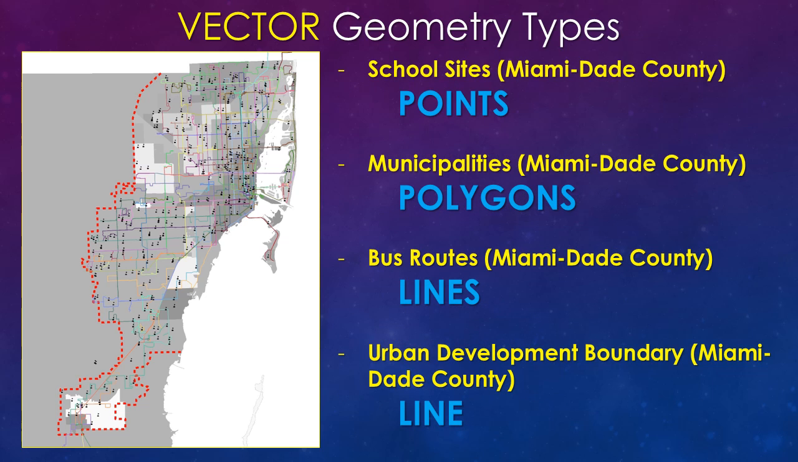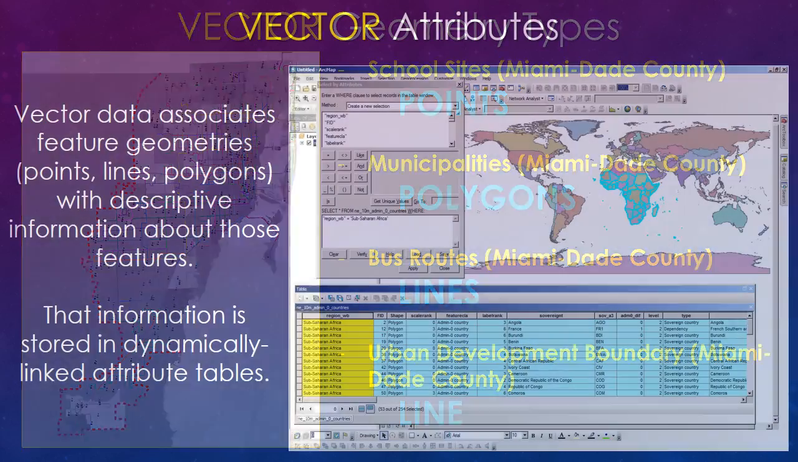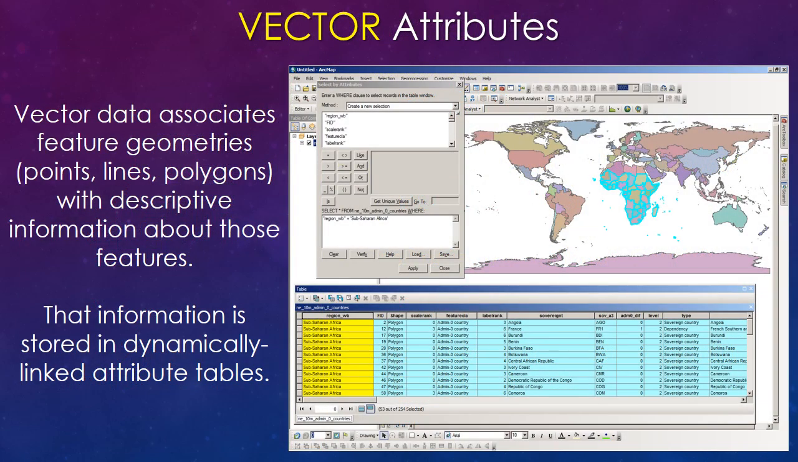So, our Miami-Dade County school sites are point features, our municipalities are polygon features, bus routes are represented as line features, and our urban development boundary, or UDB, is also represented as a vector line feature. We've now seen the 3 main geometric forms of vector data.